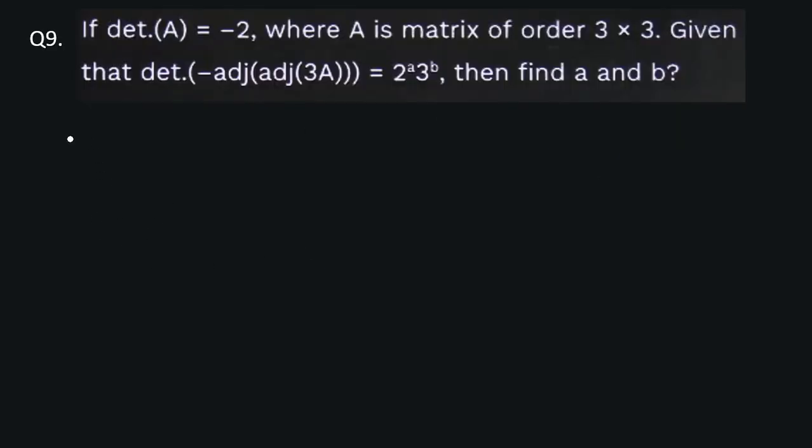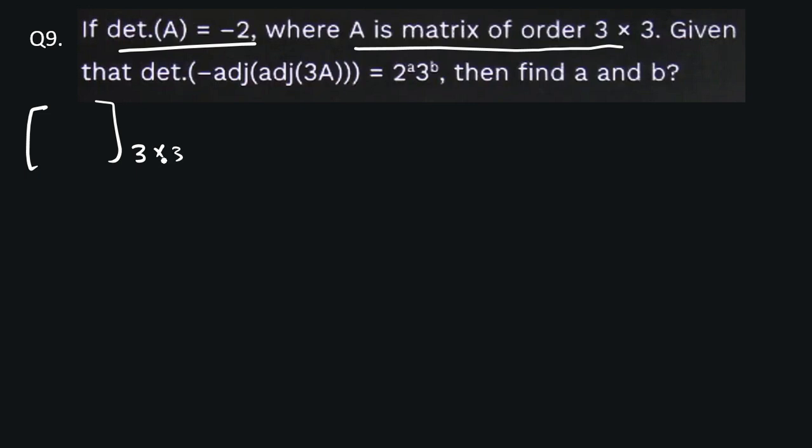The next question is determinant question, matrices and determinant. So in this question it is given that det A is equal to minus 2, where A is a matrix of order 3 cross 3. Next, given that det of adjoint of 3A is 2 power a into 3 power b, then find value of a and b. This question is easy, but we need to solve more because we have two adjoints, adjoint of adjoint and multiplication of matrix, which is 3A, and we don't even know the matrix A. So we need not follow the regular method, we need to think in another method.